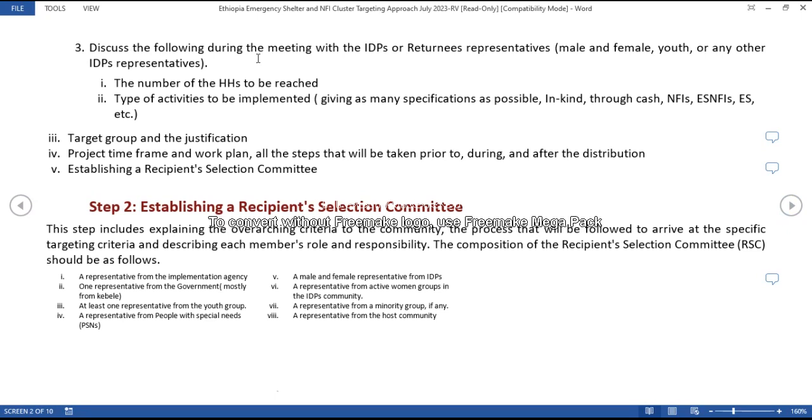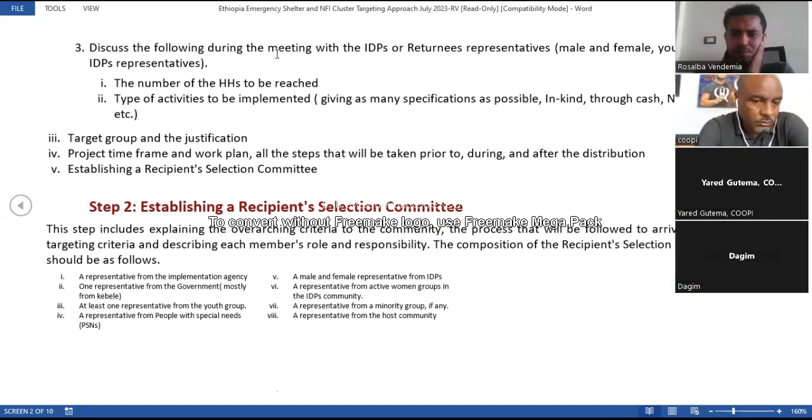When we say cash, we always have to provide clear information about the package of that specific activity. So sometimes there is a PDM asking, for example, whether we have conducted beneficiary consultation meetings or discussions prior to the distribution.